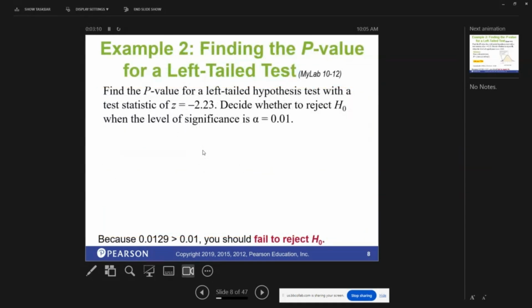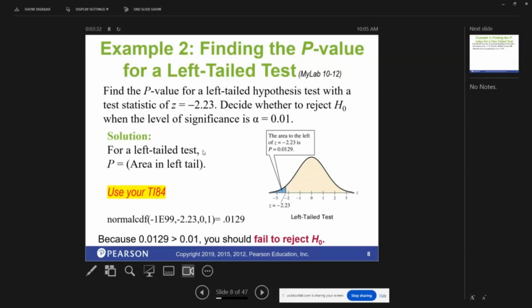Okay, so here we want to find the p-value in this example for a left-tailed hypothesis test with a test statistic of z equals negative 2.23, and we want to determine whether to reject H sub 0 when the level of significance is alpha equals 0.01. So if it's a left tail test and our z value is negative 2.23, this is what the graph looks like. And so basically we need to find the area of this blue part.